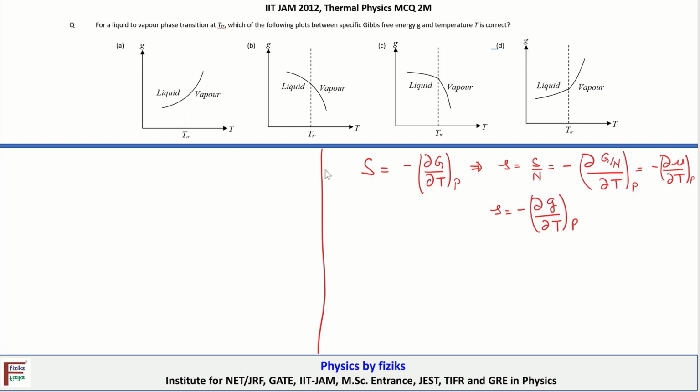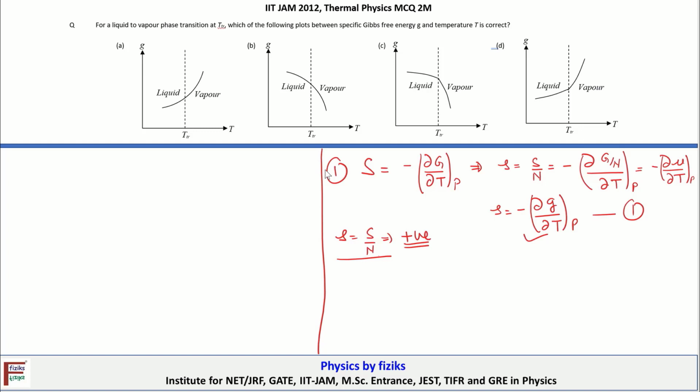Now, as we know, the entropy per particle, that is small s, which is capital S by N, is a positive quantity. Let's call this equation 1. So the entropy per particle is going to be a positive quantity, and here we can see that entropy per particle is equal to minus dg by dT. Therefore, to make this quantity positive, dg by dT should be negative, that is, it should have a negative slope basically. That's an important point that we noticed from this basic discussion.